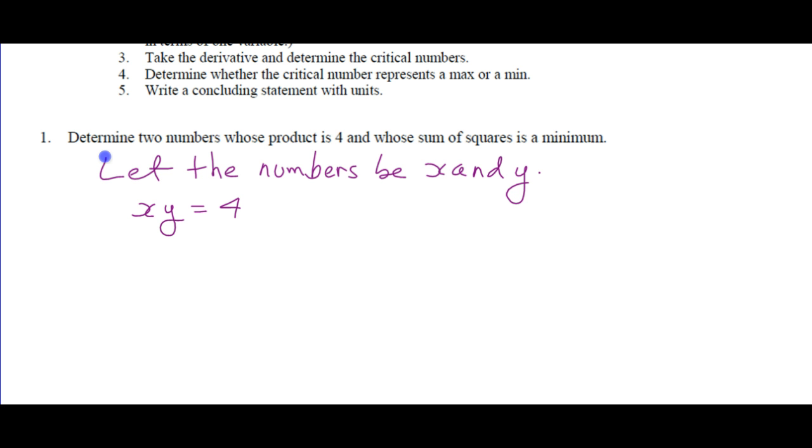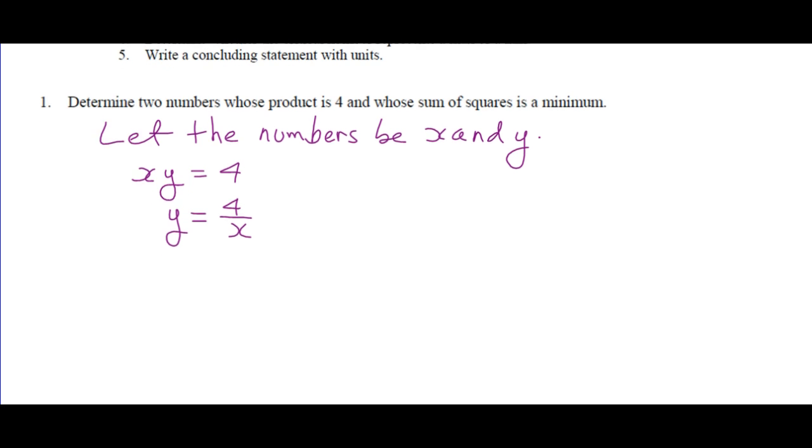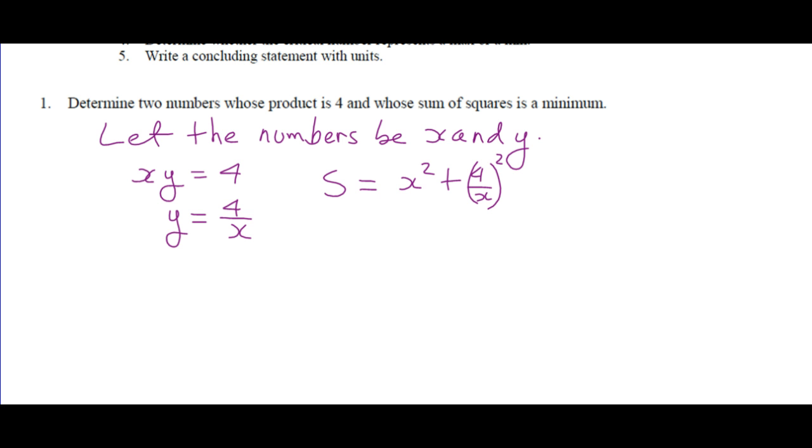But if we want to do this, we want stuff in terms of one variable, so let's solve for y. So y will be what? 4 over x. Okay, so the sum we're looking for, right? We're looking for a sum of squares. So let's say the sum of the squares will be x squared plus 4 over x, quantity squared, which is x squared plus 16 over x squared.